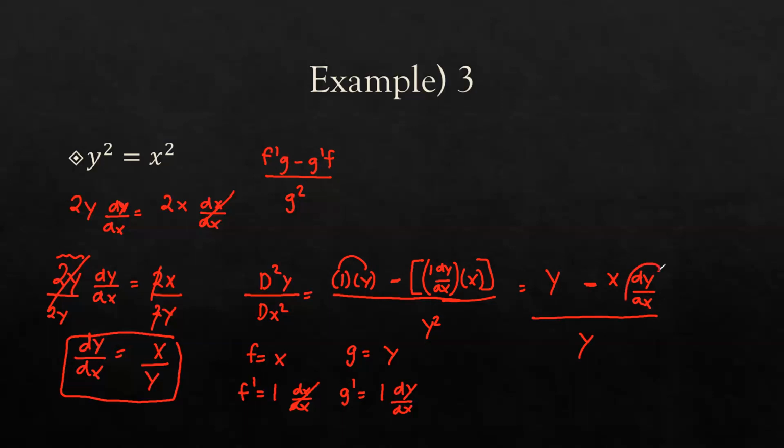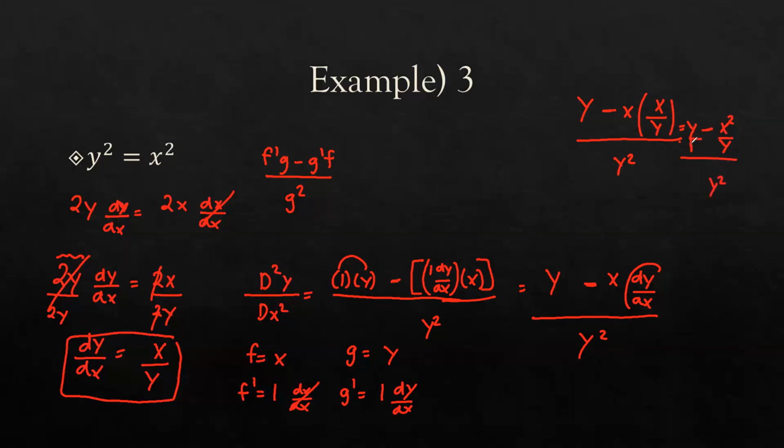And then we can substitute dy/dx with x over y, right? So let's do that. So it's going to be y minus x, and then replace dy/dx with x over y, and then it's all over g squared. Yeah, so this should be a y squared, not y. Clean this up. So this is going to be y minus x squared over y, and then this is going to be y squared.